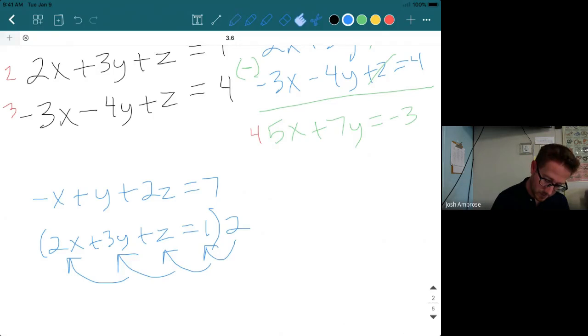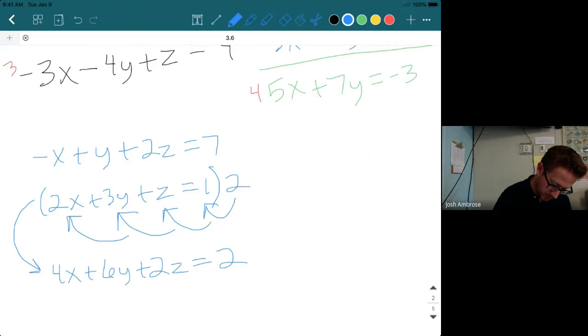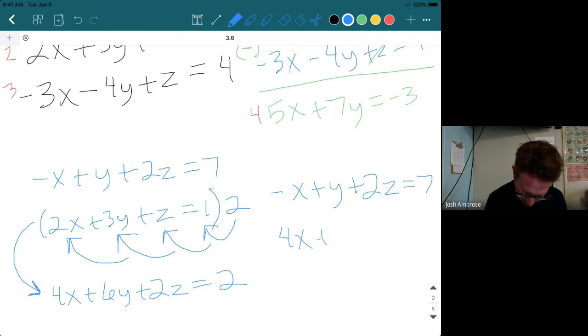All right, and now after we distribute a 2 through everything, this is what comes out. We have 4x plus 6y plus 2z equals 2. So basically we're saying that this up here created this guy right down here. Okay, so follow along with me. Now, over to the side, just so you can really see exactly what we're dealing with, we're going to take equation 1: negative x plus y plus 2z equals 7. And underneath it, we're going to put 4x plus 6y plus 2z equals 2.